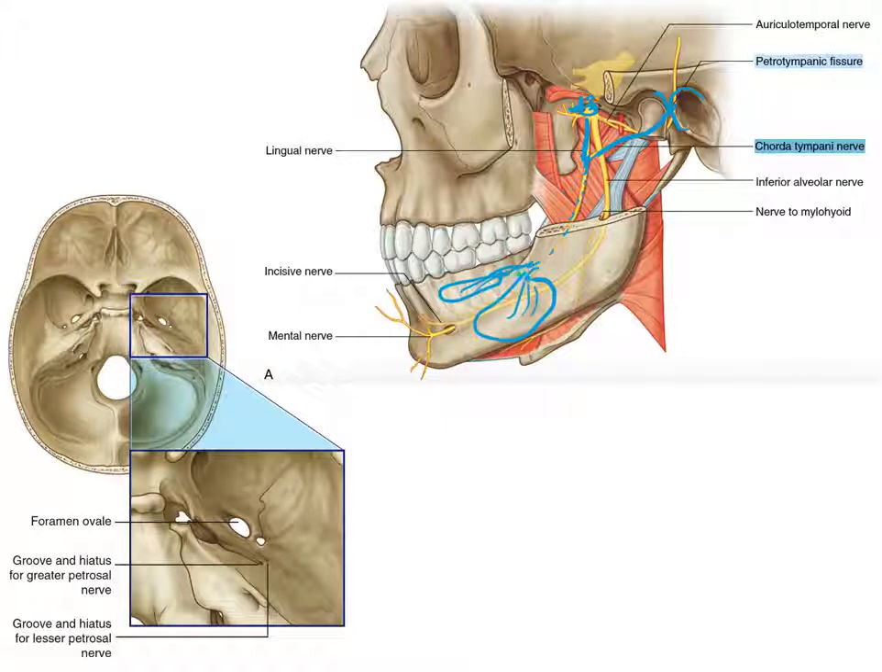What else? It also carries taste sensation from the anterior 2/3 of the tongue, because we know that the lingual nerve reaches the anterior 2/3 of the tongue, and the taste sensation is carried through the lingual nerve, but ultimately by the Chorda Tympani nerve.